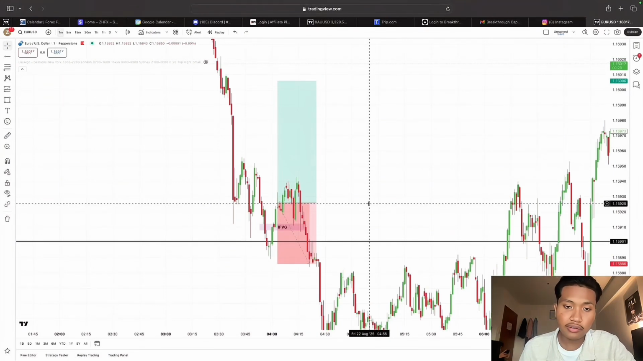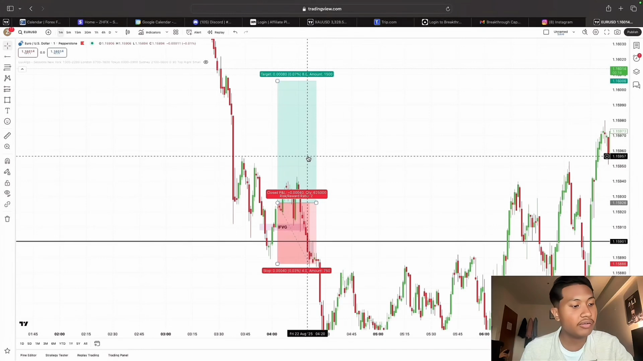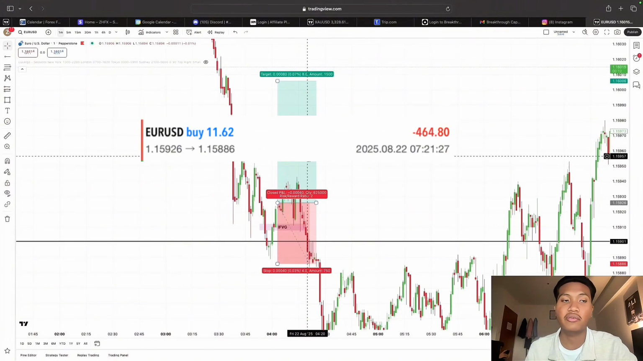Like I said, all the confluences were aligned. We had session liquidity, we had IFVG. Also, I believe the SL was very tight, it was 4 pips. It's just the market wasn't in our favor, right? So we moved. This was a 1% loss. I lost $464 to be very precise.